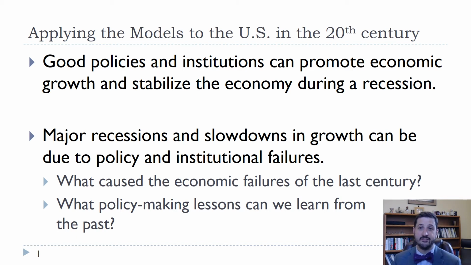We had very strong growth overall in the century, but we definitely had some periods that were stronger than others. And some of the recessions and slowdowns can be traced to some policy and institutional failures, and we want to understand what those failures were and what policy making lessons we can learn from the past. And we can see that while the Great Depression and the Great Recession had similar causes, the responses were very different and the results were very different as well.